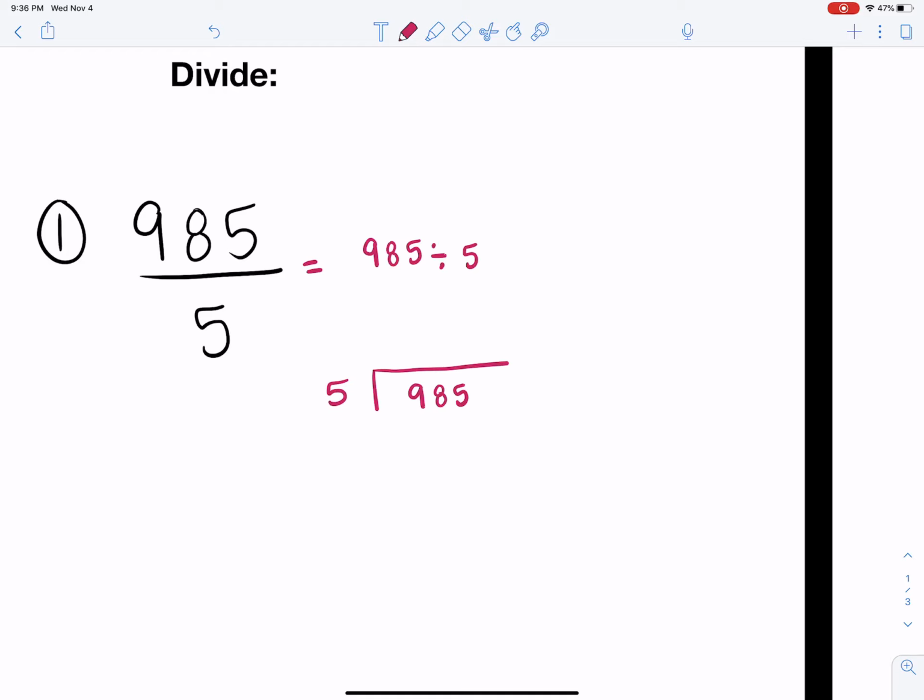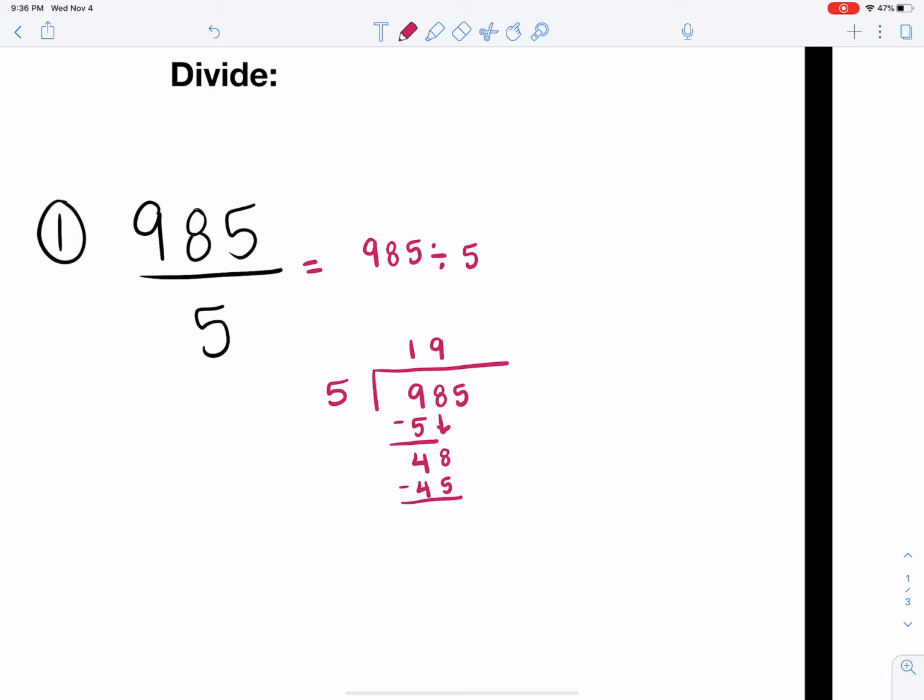So what you should remember is that when you divide in long division, you want to know how many times does 5 go into 9. Well, 5 divides into 9 one time. Then you do 1 times 5, and you subtract to figure out what's left over. So 9 minus 5 is 4. Bring down the next number, the 8. How many times does 5 divide into 48? 5 goes into 48 9 times because 9 times 5 is 45.